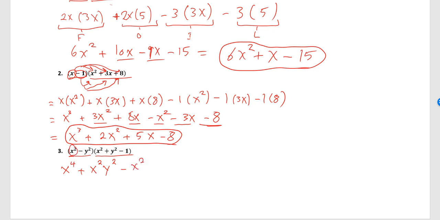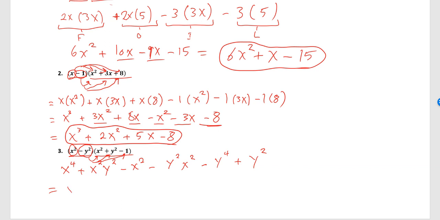So now we're done with multiplying the x squared by the trinomial. So now we want to multiply the minus y squared by the trinomial, right? So minus y squared times x squared is just y squared x squared. And then minus y squared times y squared is minus y to the 4th. And then minus y squared times minus 1 is plus y squared. From this point on, we just combine like terms.